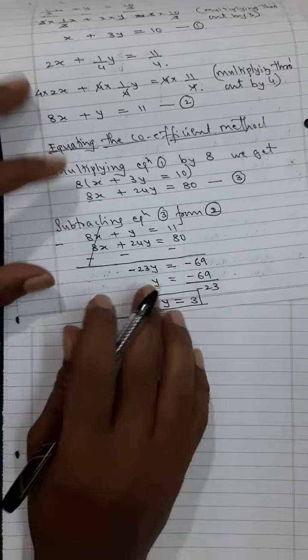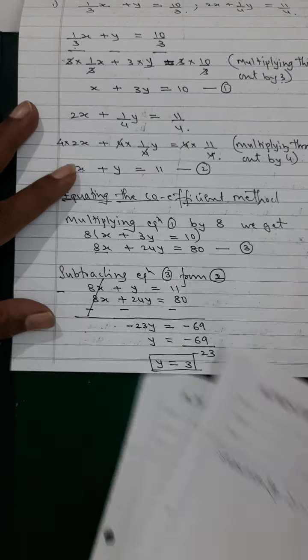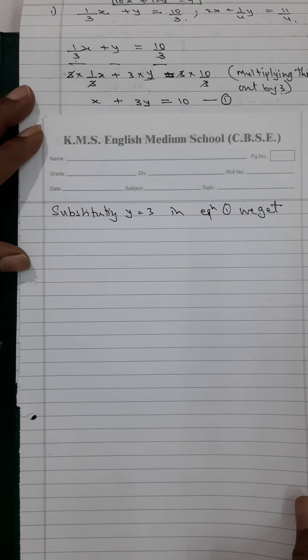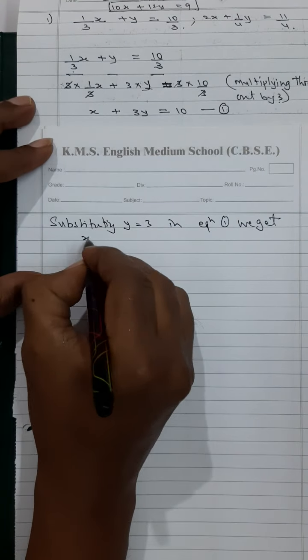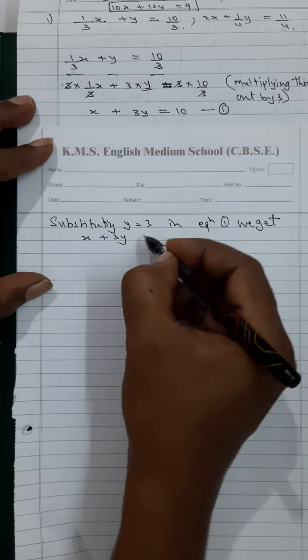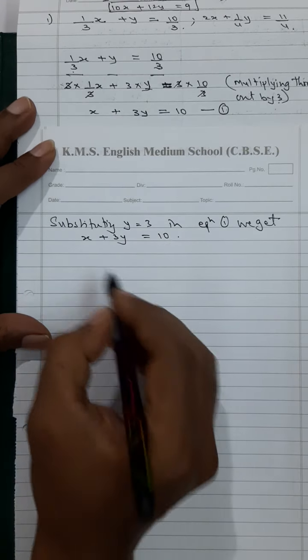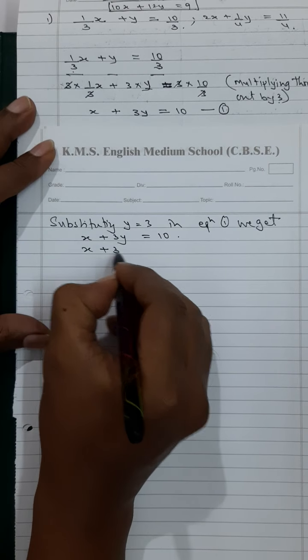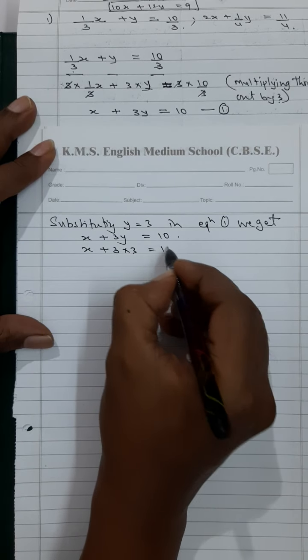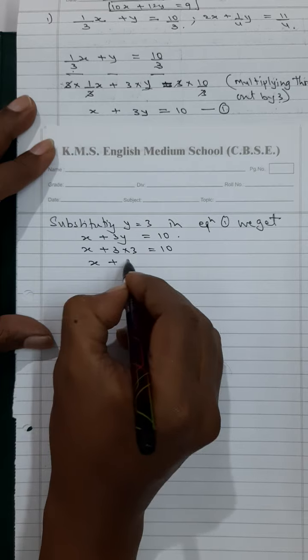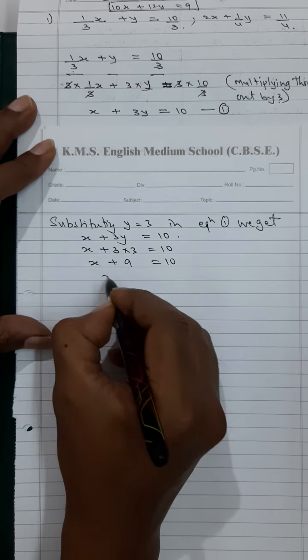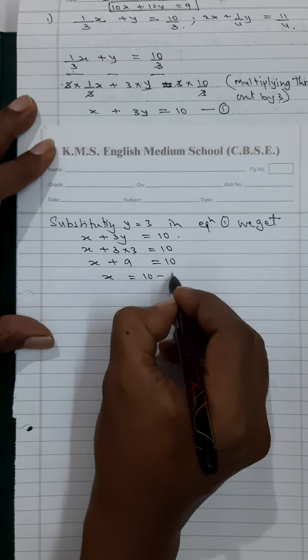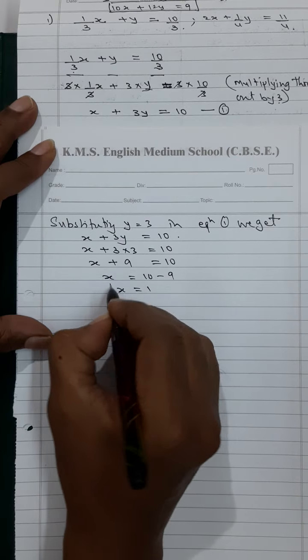What do we get? Where is that equation 1? This is the equation 1, x plus 3y is equal to 10. X plus 3 into 3 is equal to 10. X plus 9 is equal to 10. X is equal to 10 minus 9. X is equal to 1.